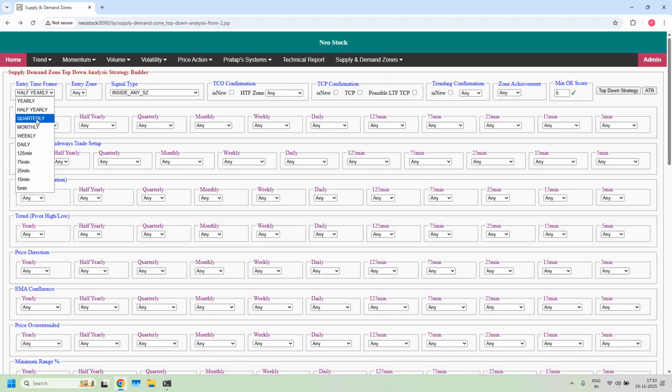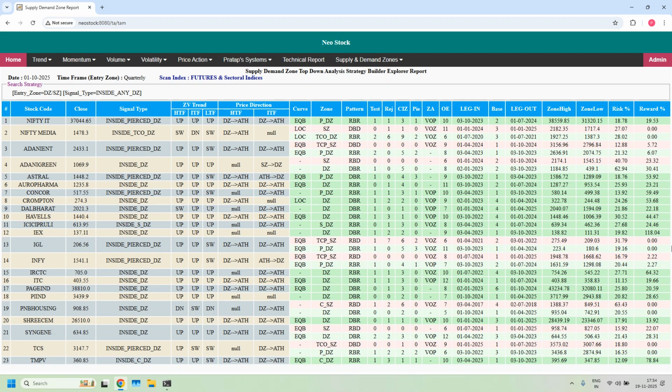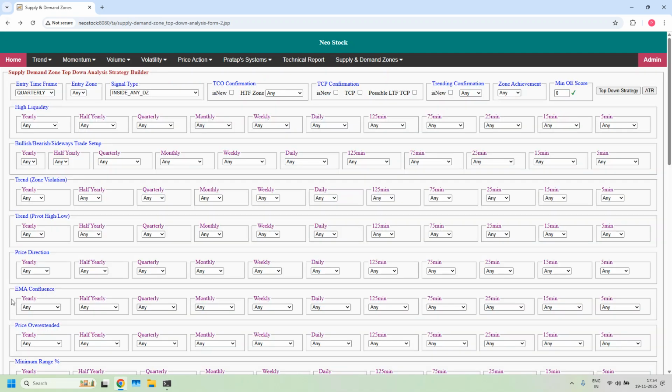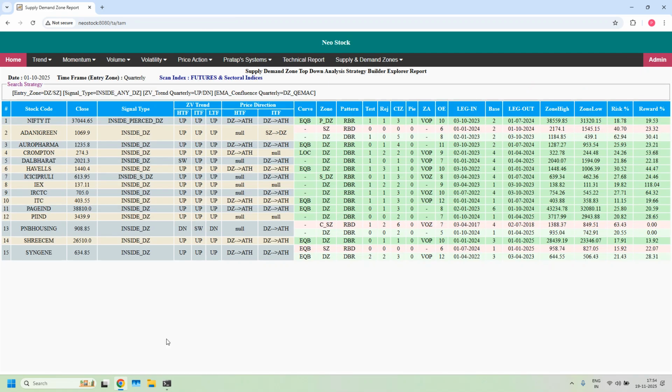Next time frame is quarterly. Stocks near to the quarterly demand zone, no stocks. Stocks near to the quarterly supply zone, no stocks. Price closed inside the quarterly demand zone: we got 23 stocks. But again we will apply the filter EMA Confluence on the quarterly demand zones. Quarterly demand zone having quarterly EMA Confluence, and the trend on the quarterly should not be sideways. It can be up or down trend. We got 15 stocks.